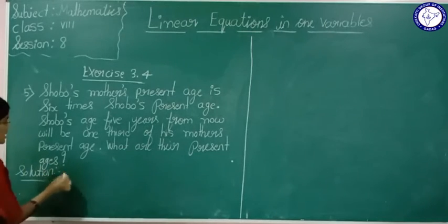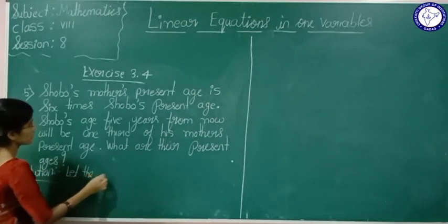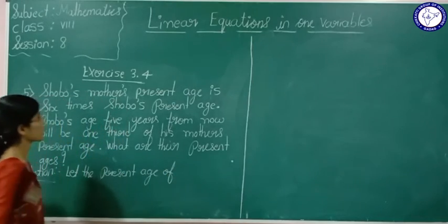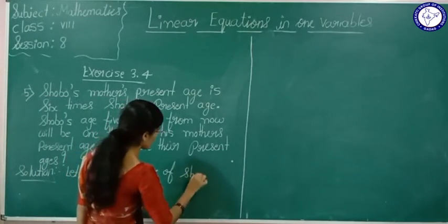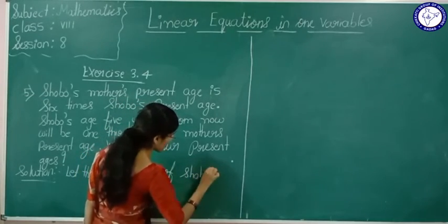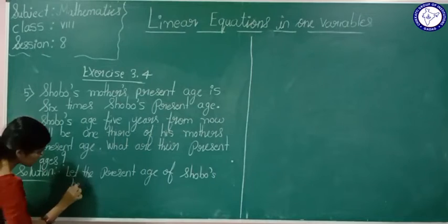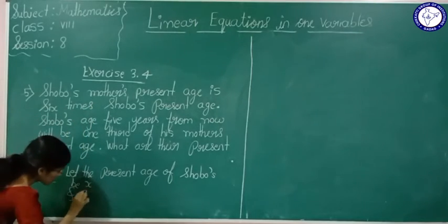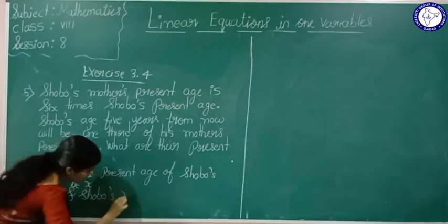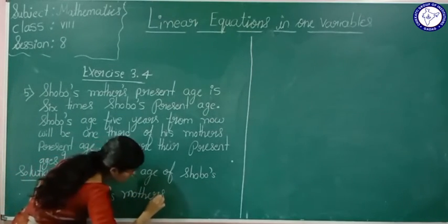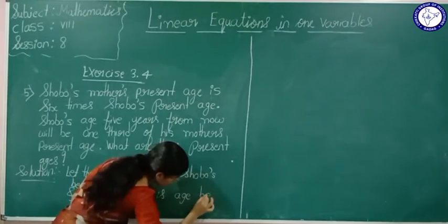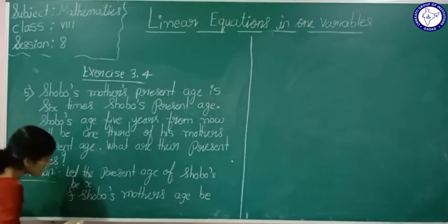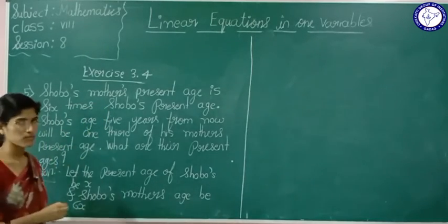How will we start? Let the present age of Shubho be x, and Shubho's mother's age be, since Shubho's mother's present age is 6 times Shubho's present age, 6x.